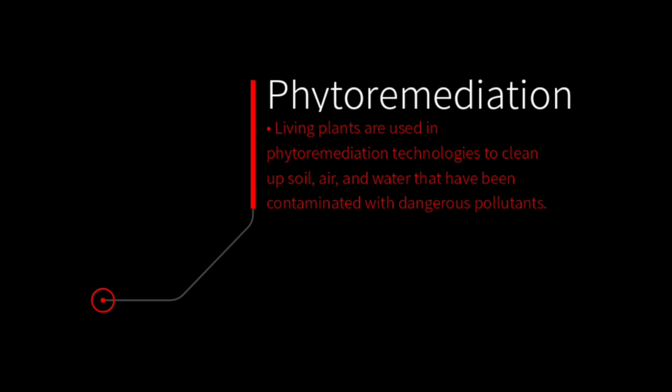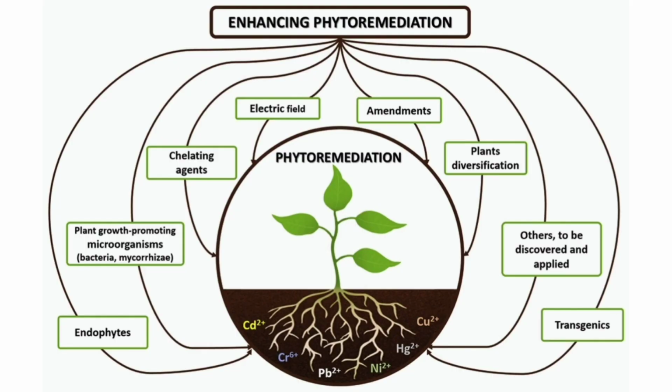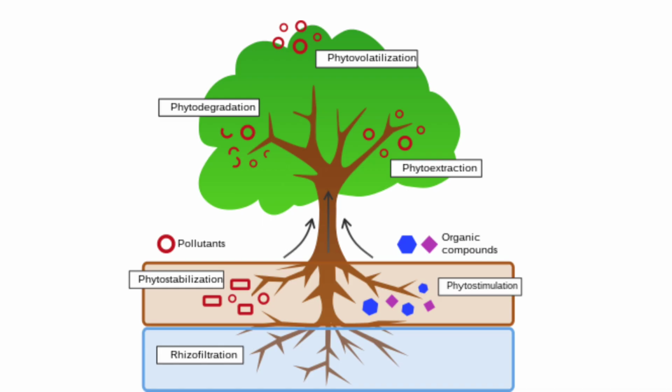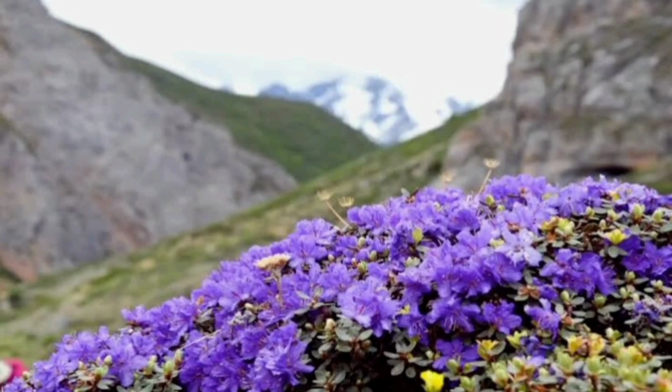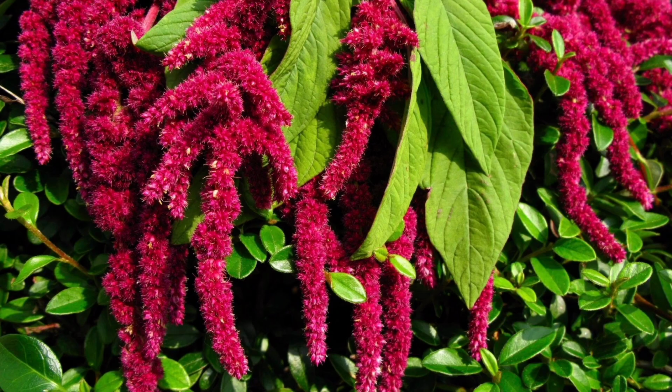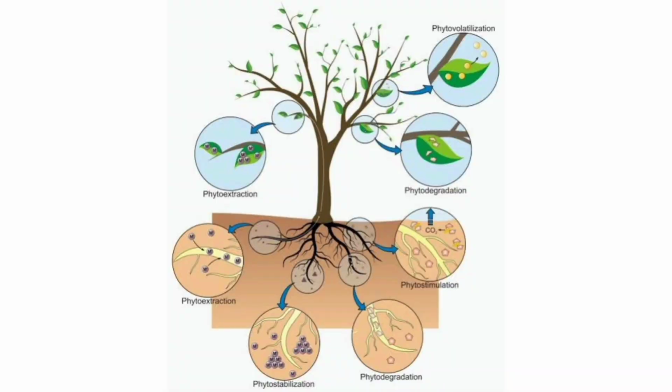Phytoremediation. Living plants are used in phytoremediation technologies to clean up soil, air, and water that have been contaminated with dangerous pollutants. It's defined as the employment of green plants and associated microbes, as well as appropriate soil amendments and agronomic techniques, to either contain, remove, or render harmful environmental toxins harmless. Many plants, including mustard, alpine pennycress, hemp, and pigweed, have demonstrated their ability to hyperaccumulate toxins at toxic waste sites.